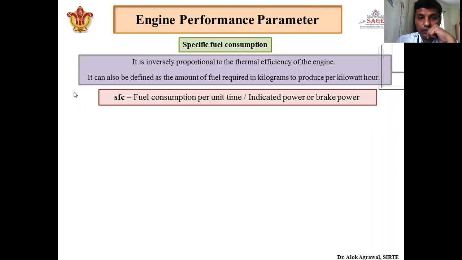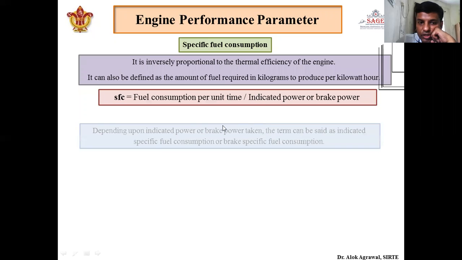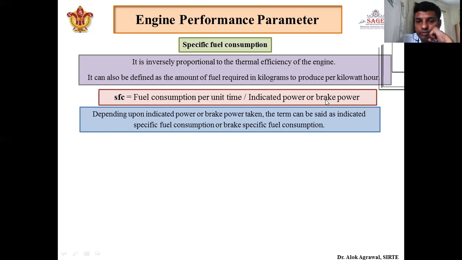consumption. Specific fuel consumption can be defined as fuel consumption per unit time divided by either indicated power or brake power, depending on the denominator. Mathematically, specific fuel consumption is equal to the fuel consumption per unit time, in kilograms, divided by indicated power or brake power. If we put indicated power here, it is called indicated specific fuel consumption, and if we put brake power, it is called brake specific fuel consumption. So depending upon whether indicated power or brake power is taken, the term is indicated specific fuel consumption or brake specific fuel consumption.